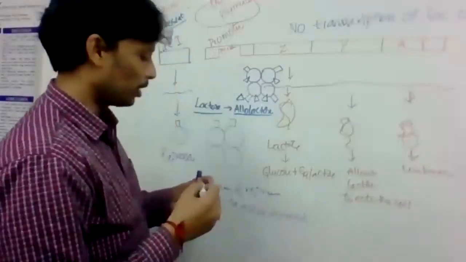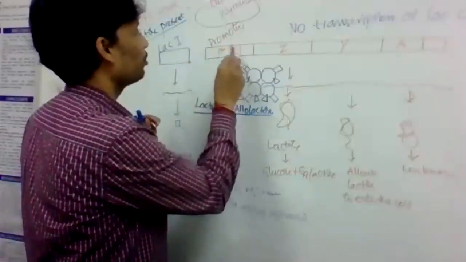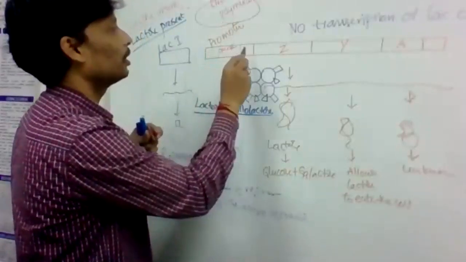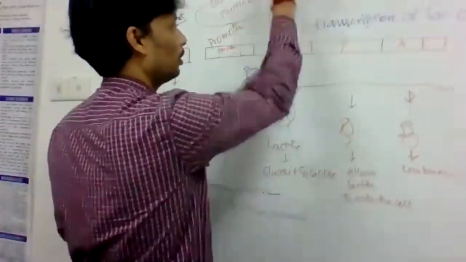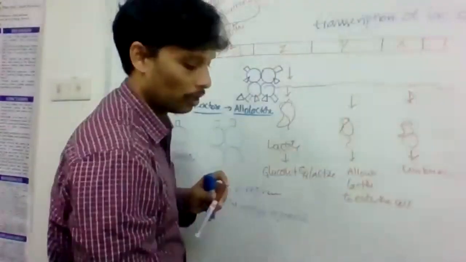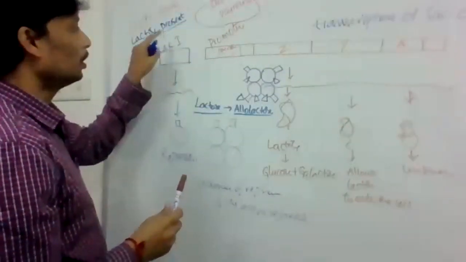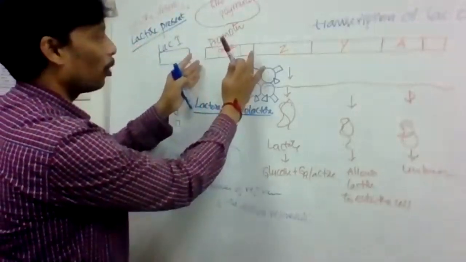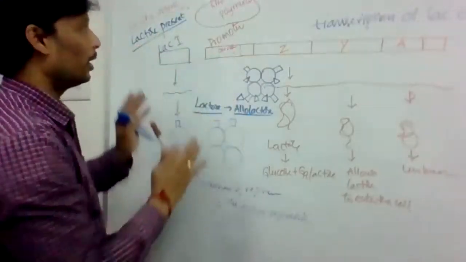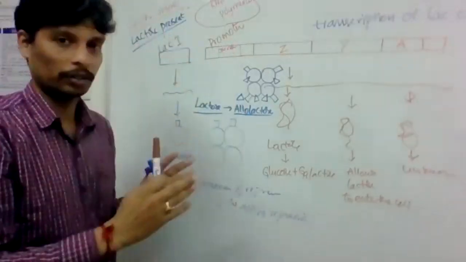Once it gets detached, what happens? RNA polymerase is able to bind and transcribe. So there will be transcription of the lac operon. When will there be transcription of the lac operon? When lactose is present. So that is about the promoter blocking and unblocking, and the presence and absence of lactose.